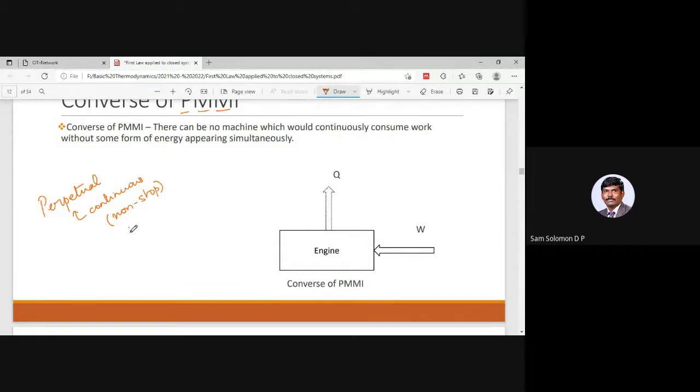Break free. You have some cartoon or movie which is break free.